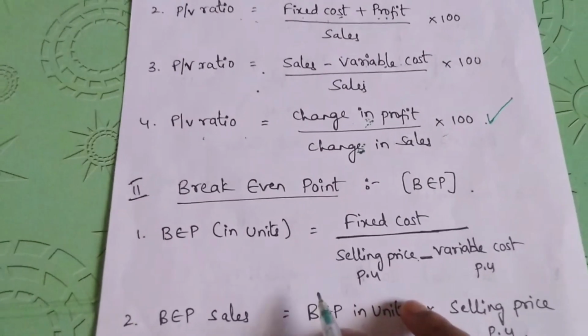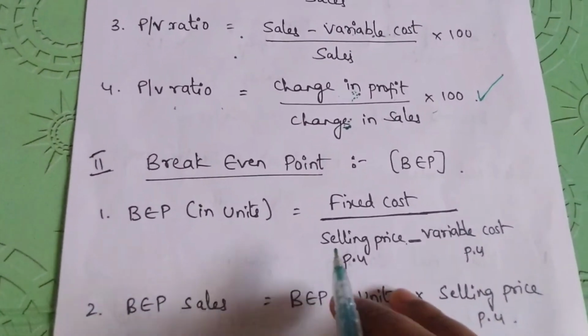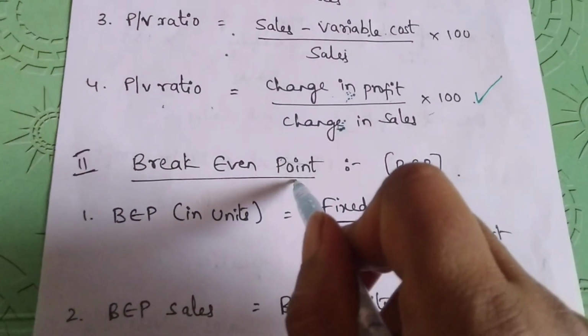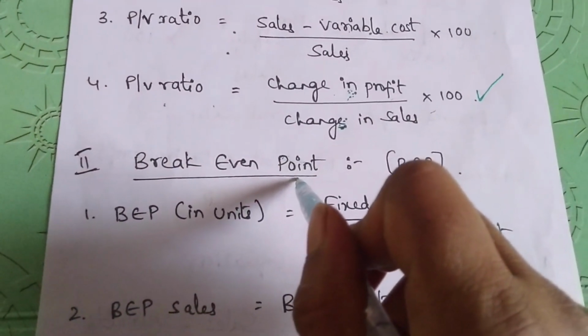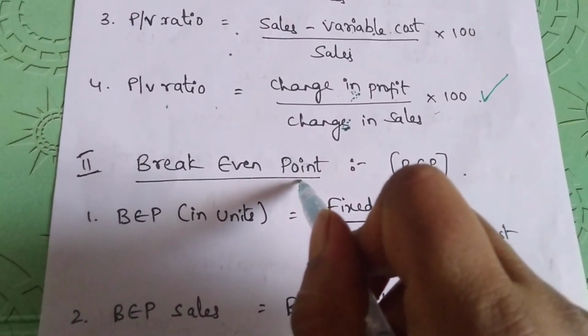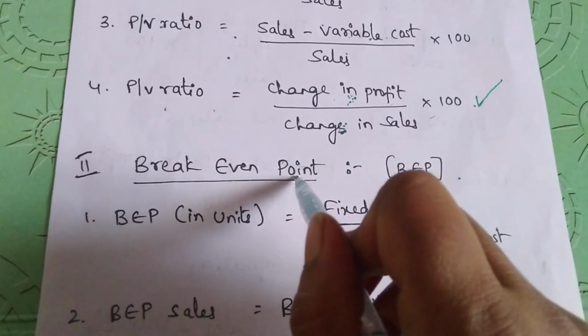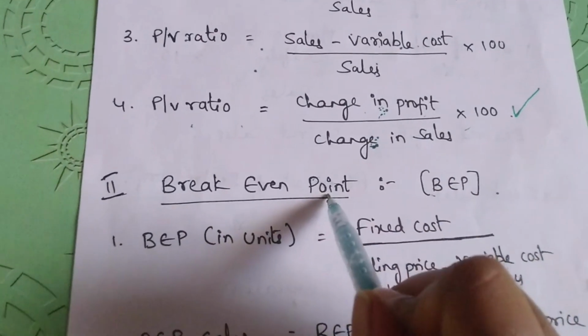Now come to break-even point. Break-even point means it is a point where the businessman is not going to earn profit or loss. There is no profit, no loss point, that is actually known as BEP, break-even point.